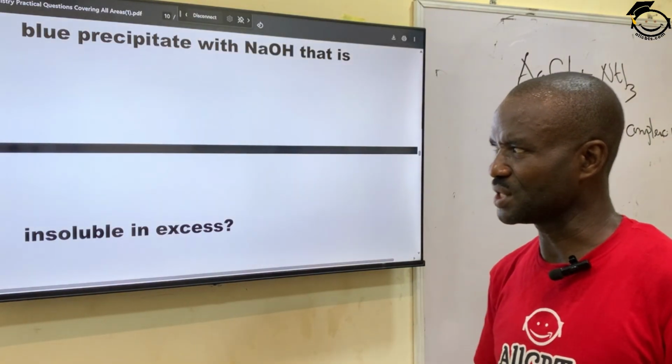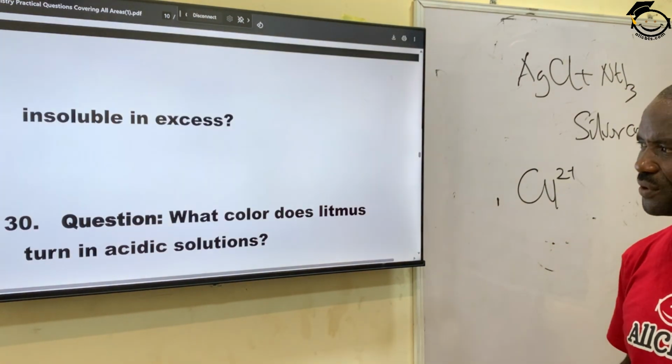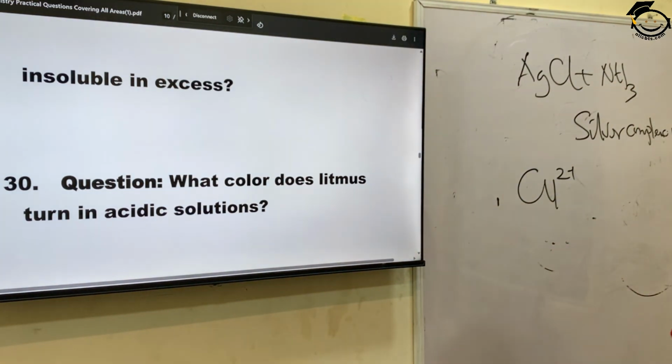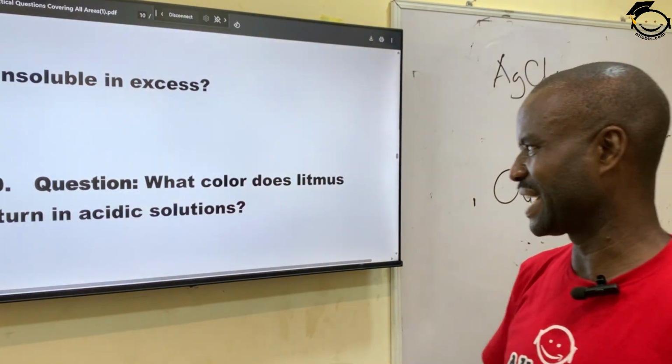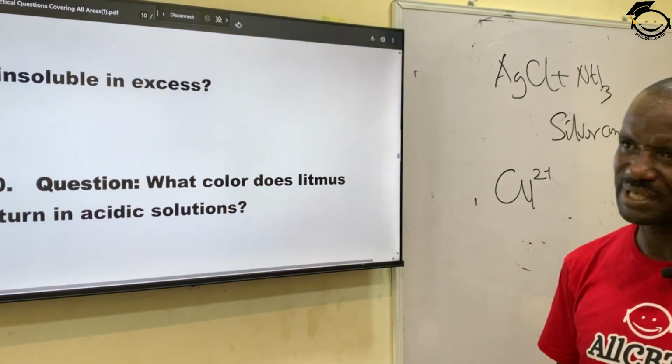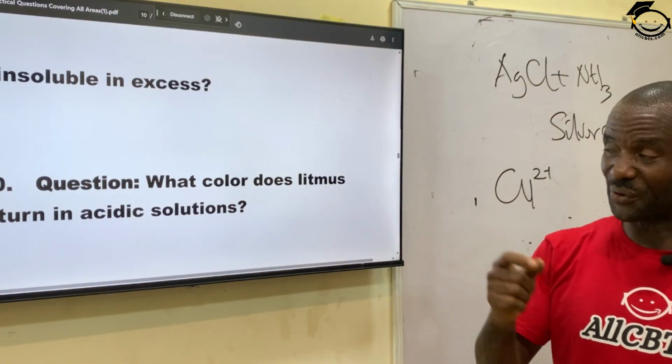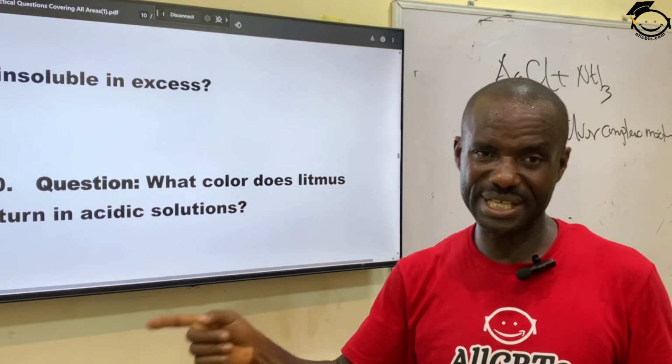Question 30, which is going to be the last question for today. It says, what color does litmus paper turn in acidic solution? Of course, a blue litmus paper will turn red, indicating that the solution is an acid.